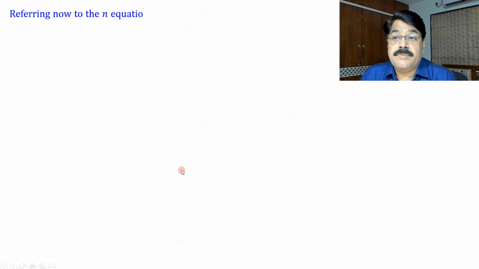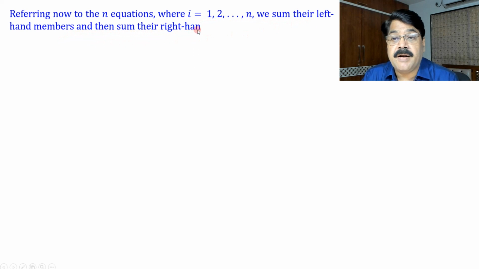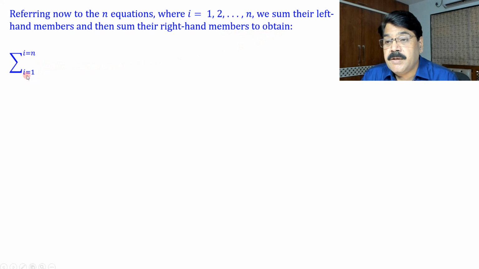Referring now to the n equations where i is equal to 1 to n, we sum their left-hand members and then sum their right-hand members to obtain the following. Summation i equal to 1 to n, integral Ri initial to Ri final of capital Fi dot dr. What does this term denote? This is the work done by the external force on mi, and adding all such terms from i equal to 1 to n means the work done by all the external forces on the system.